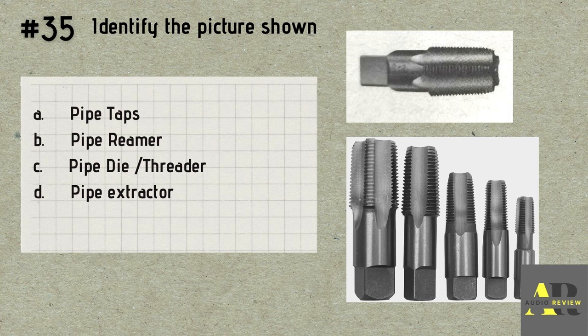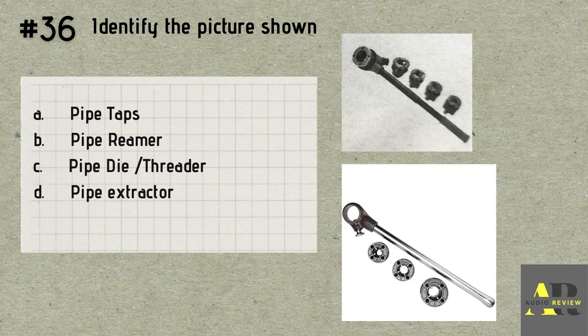Question 35. Identify the picture shown. Is it A. Pipe taps, B. Pipe reamer, C. Pipe die slash threader, or D. Pipe extractor? The answer? It's A. Pipe taps. A tapered bit having sharp, spiral fluted edges along the shaft, which is used to enlarge an opening or remove burrs from the inside of a pipe, especially after cutting.